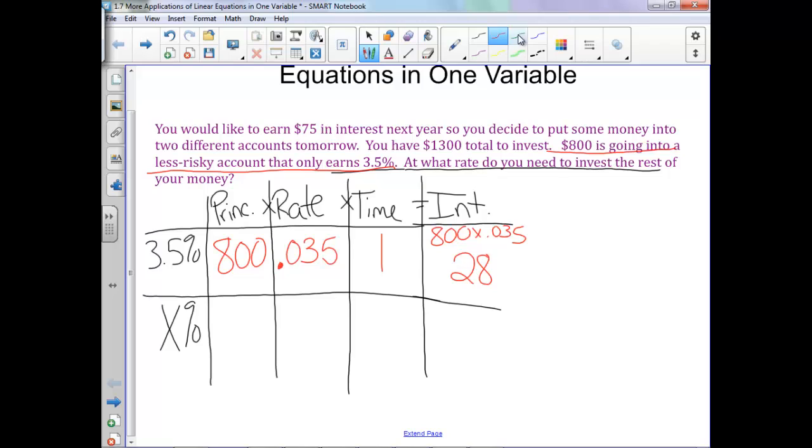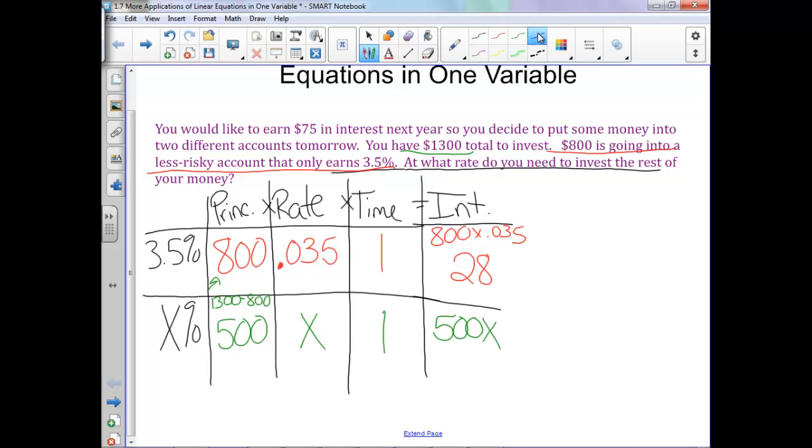Next up, our less risky account. We knew we had $1,300 total to invest. If 800 of it's already in here, the rest of it's what we're investing at the percent we don't know. So this is going to be our 1,300 minus 800, which means we're actually investing $500 in this account. We don't know our rate, so once again that's a variable. Time 1 year, interest multiplied across, we've got 500x.